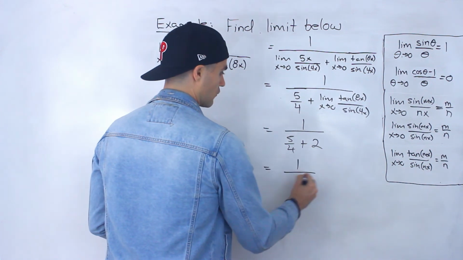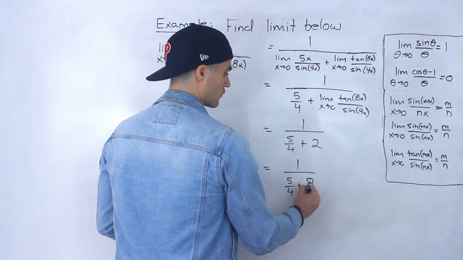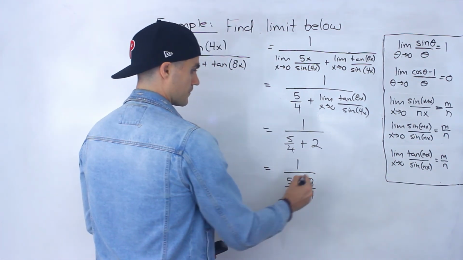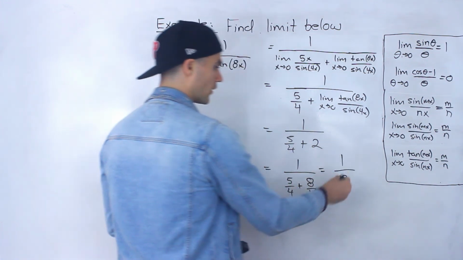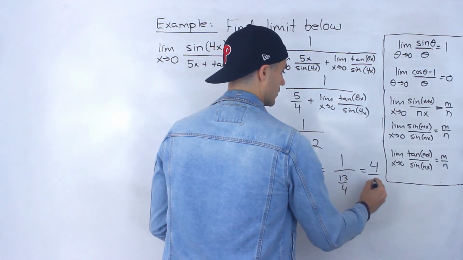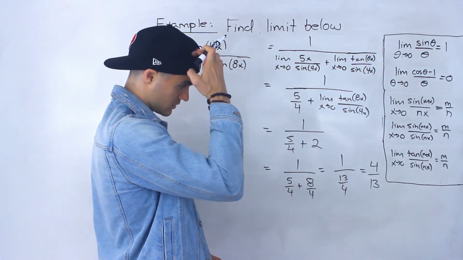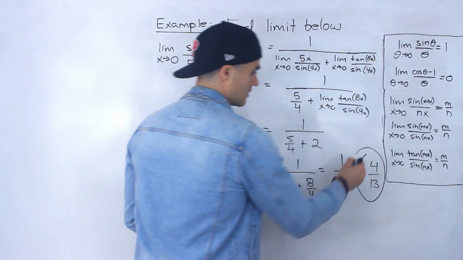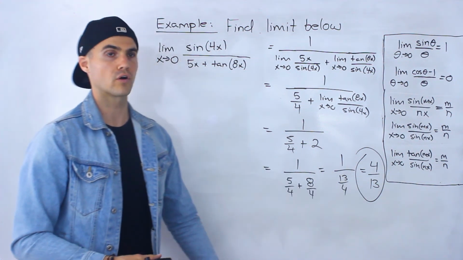So you'd have 1 over 5 over 4 plus this 2, which we could change to 8 over 4, so we have a common denominator. 1 over 13 over 4. 1 over a fraction is just the same as the reciprocal of that fraction. Let me just make sure everything's all good. Yeah. Right, so the answer for this is 4 over 13.